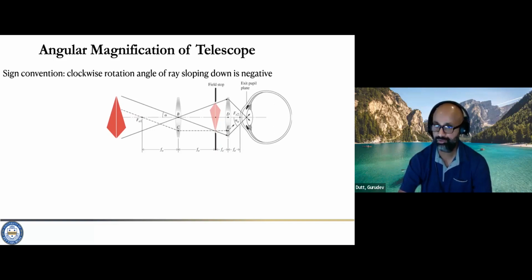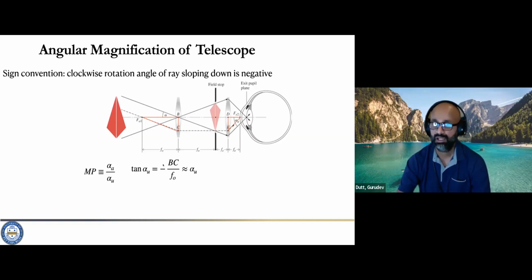Okay, and so now we can easily calculate the magnifying power. Remember, the magnifying power is always the angle with the aided eye, in this case the telescope is aiding us, divided by the angle of the unaided eye. So without the telescope, the angle that this ray would make is just alpha. But with the telescope, it's now making the angle alpha A. So first we calculate alpha.